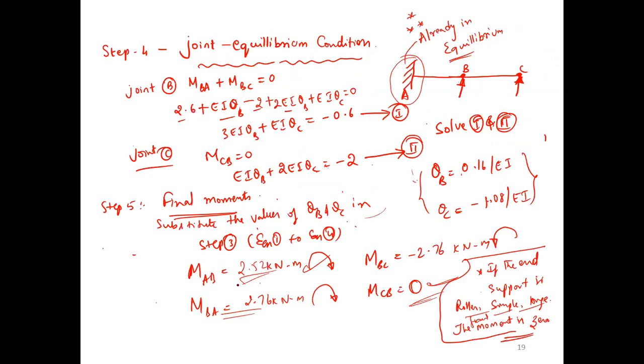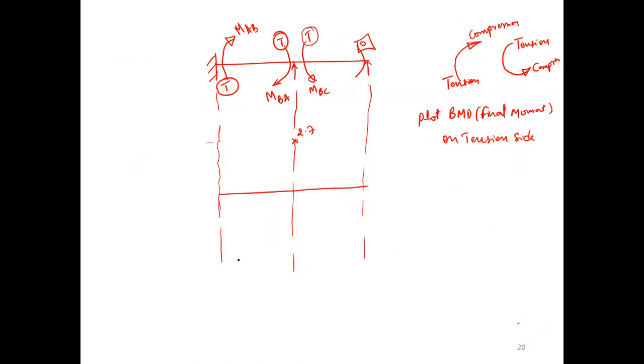Here we got positive value or negative value, this one? Positive. Positive, sir. Okay. So here you have to plot here. Then 0. Zero. Don't show, it's a negative still. Okay. So this is the final moment BMD.